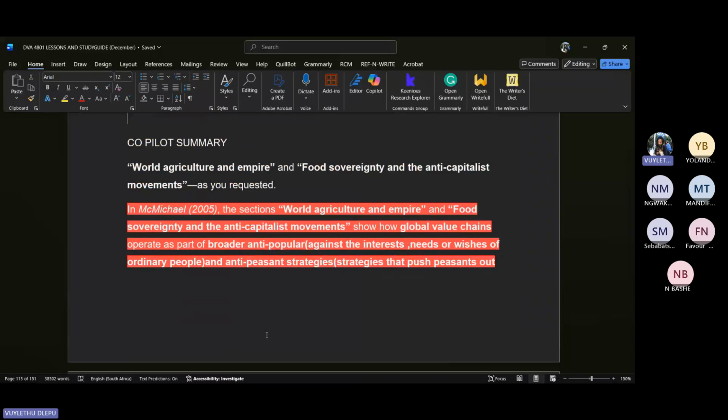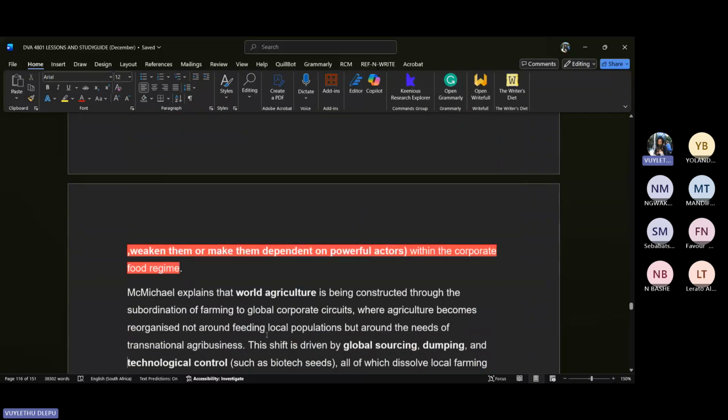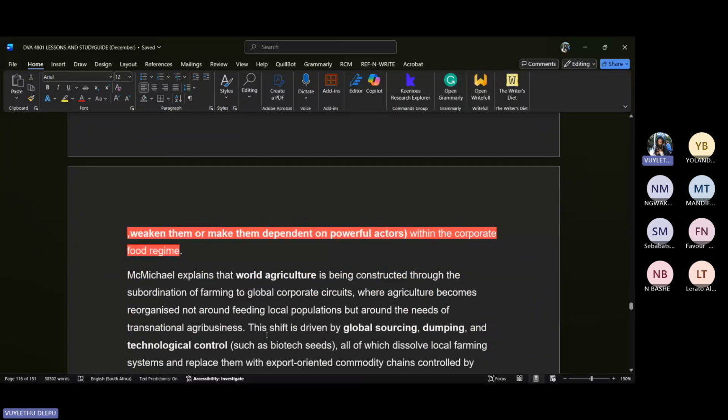McMichael, in the sections World Agriculture and Empire and Food Sovereignty and the anti-capitalist movements, shows us how global value chains operate as part of a broader anti-popular, which is against the interests, needs, or wishes of ordinary people, and anti-peasant strategies, which are strategies that push peasants out or weaken them or make them dependent on powerful actors within the corporate food regime. McMichael explains that world agriculture is being constructed through the subordination of farmers.